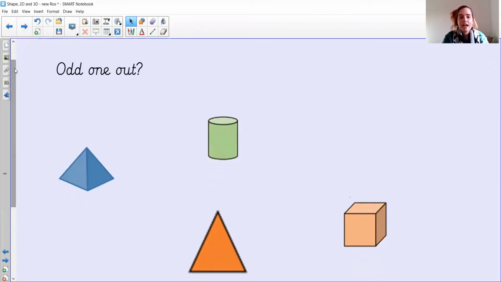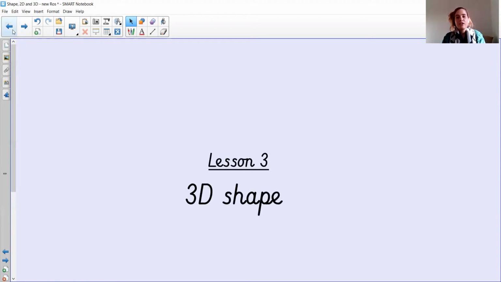Brilliant. 3D shape, let's just go back before we distract ourselves. I'm going to stop my share just so I can show you some shapes. They are not flat shapes. So our 2D shapes were flat and we could post them through a letterbox. But if I show you an example of a 3D shape, I'm going to find this very, very difficult to squeeze through a letterbox.